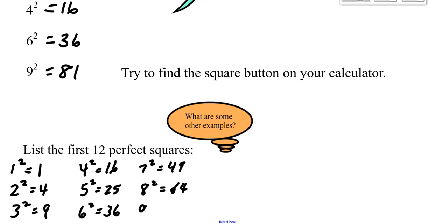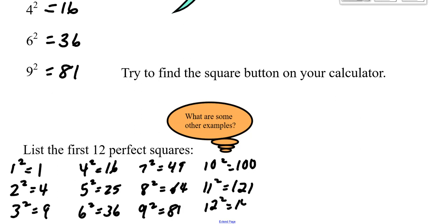9 squared is 81. All of these numbers can form what we would call, as I said, a perfect square. So they form a square. So 81 would be a square with an area of 81, and each side length of the square would be 9. 10 squared is 100, 11 squared is 121, and 12 squared is 144. And we could keep going. So these are very special numbers in math called perfect squares.